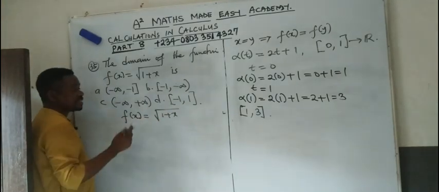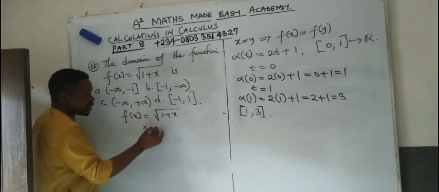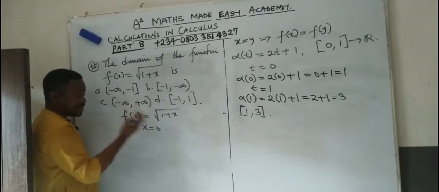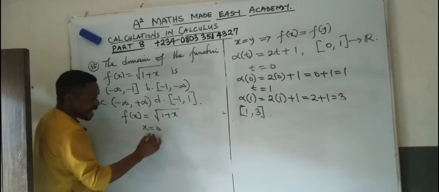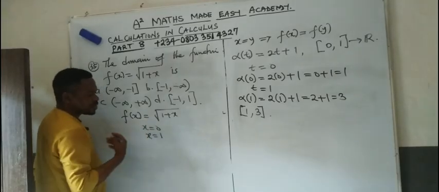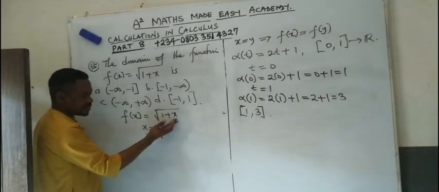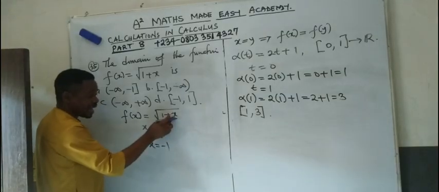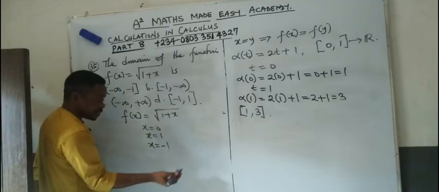Now, let us consider x to be 0 first. If x is 0 here, will you produce an answer? Yes. Let's consider x to be 1. Will you produce an answer? I think so, yes. Let's consider x to be minus 1. Will you produce an answer? Yes, because here it will be 1 minus 1, which is 0.